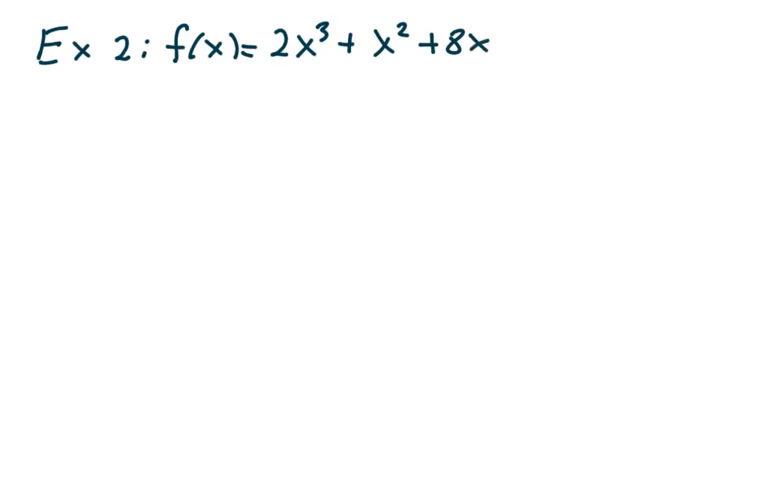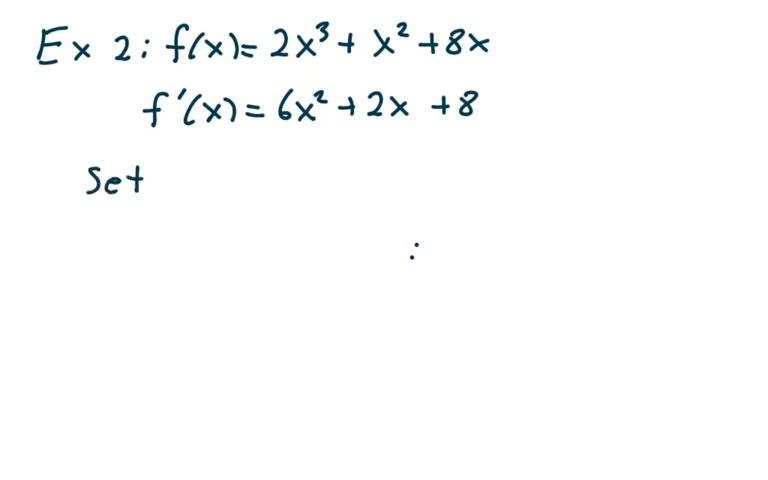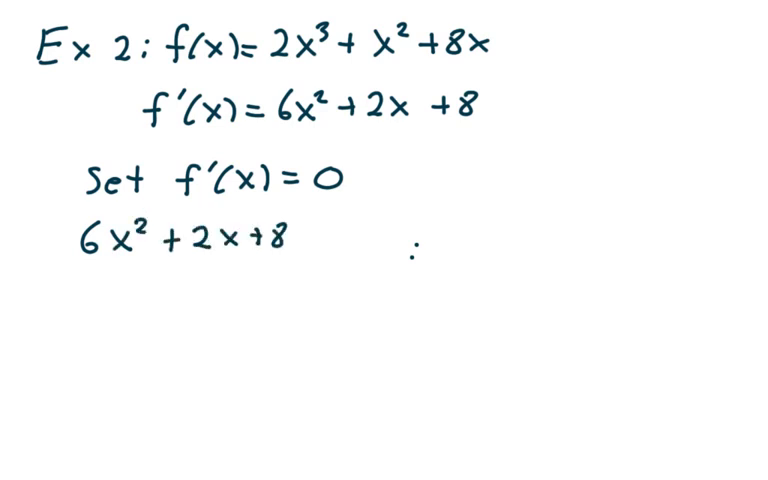Example 2. Suppose I had f of x is equal to 2x cubed plus x squared plus 8x. So I'm going to take a look at f prime of x, and that's going to be 6x squared plus 2x plus 8. Now, I'm going to set f prime of x equal to 0. So 6x squared plus 2x plus 8 is equal to 0.